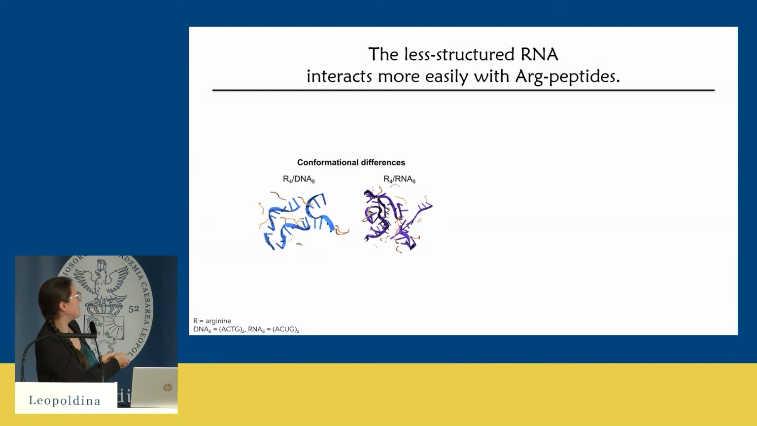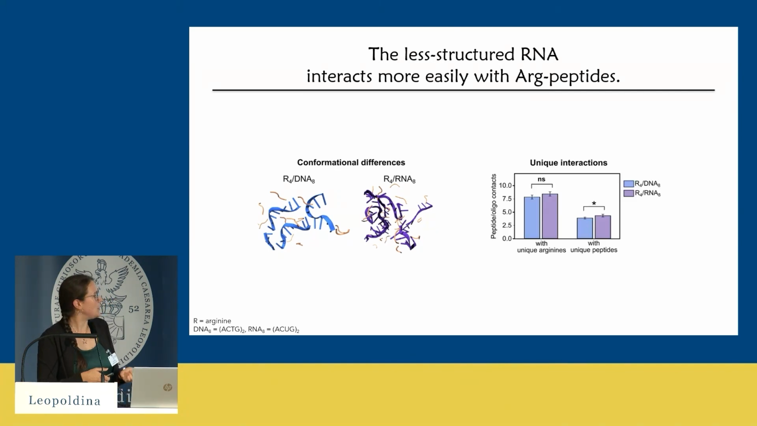Something else that we noticed that makes a difference is that RNA is much less structured. You can see it here. RNA is much less structured compared to DNA. You can already see this kind of helical structure for the DNA, which you would expect. The fact that DNA is more structured makes it less prone to interact with peptides. And so what we notice is that regardless of the peptide that we use, RNA always has more points of contact and more interactions with arginines compared to DNA.